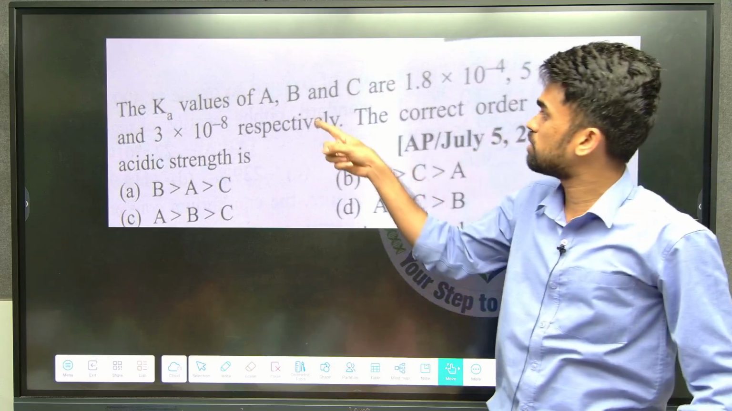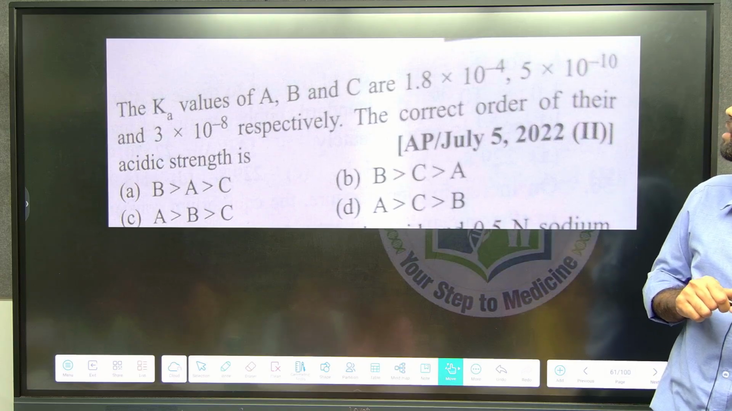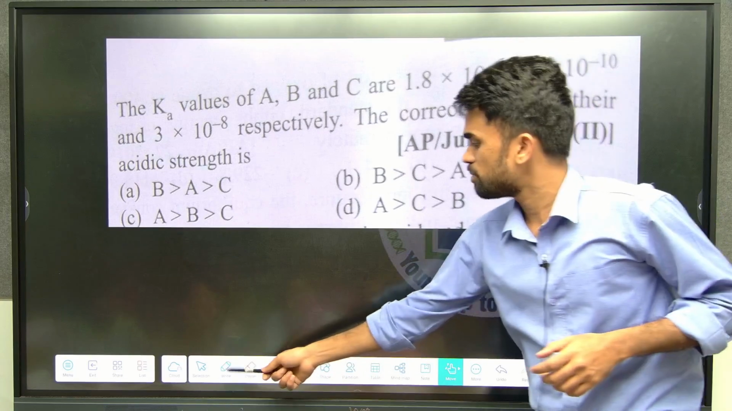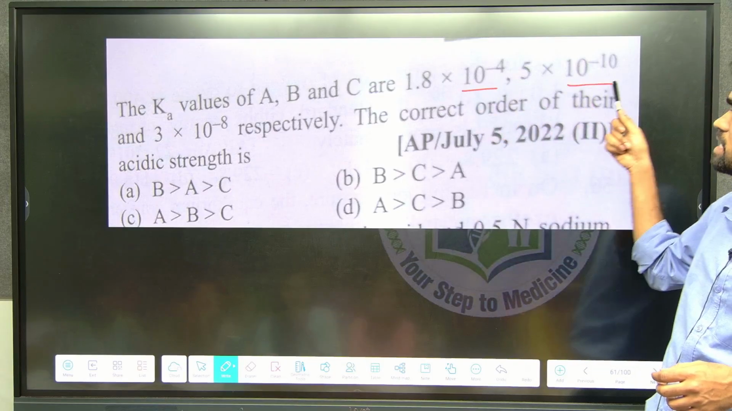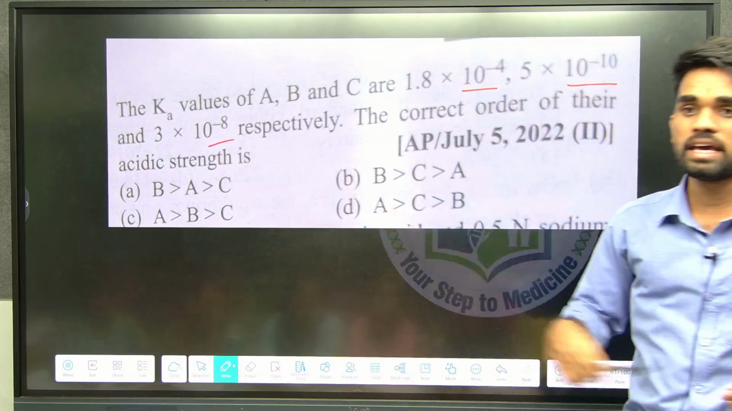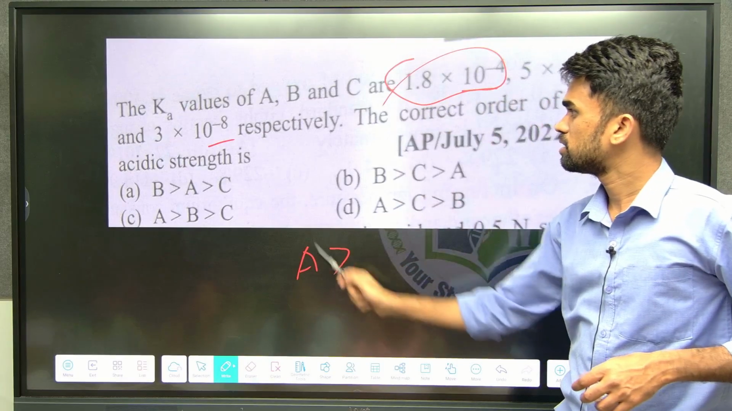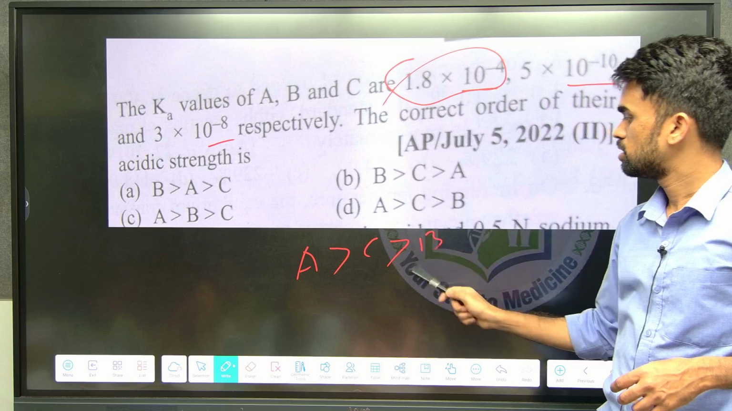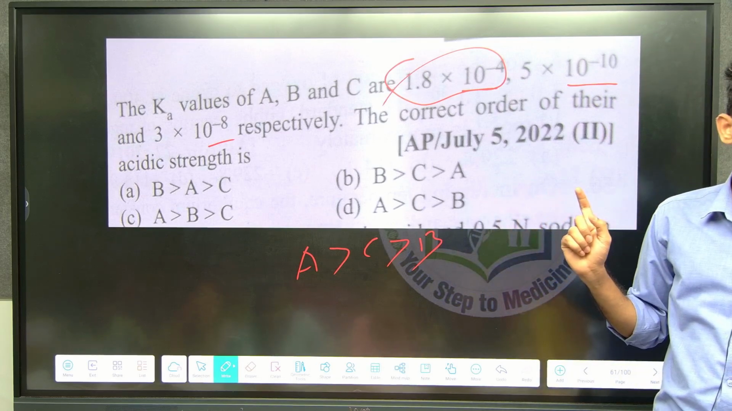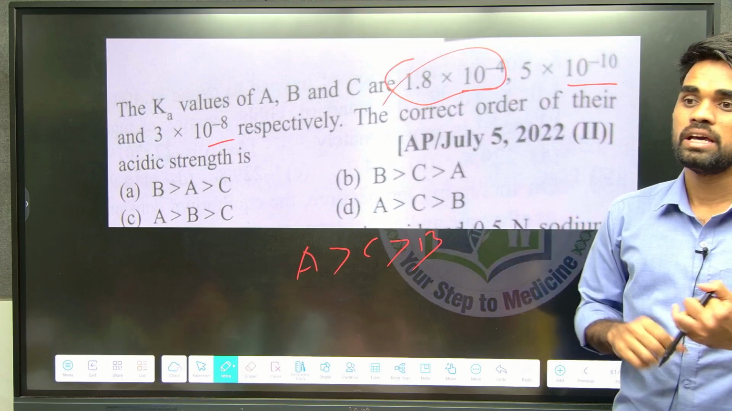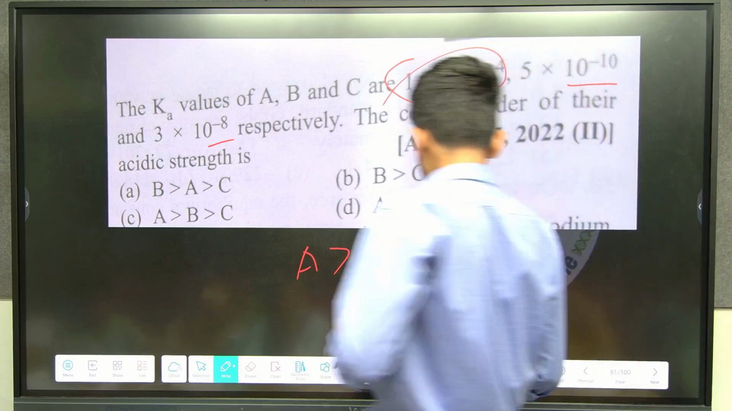So now tell me, out of these which is the stronger acid, A, B, C? Where is the greater value? Which one has the biggest value? See, 10 power minus 4, 10 power minus 10, 10 power minus 8. So for which one is the Ka value greatest? A. So A is stronger than C. That's it. Is this clear? This is how you need to decide acidic strength, looking at their Ka values. Okay, so greater Kb value means? Now remember these are the values.